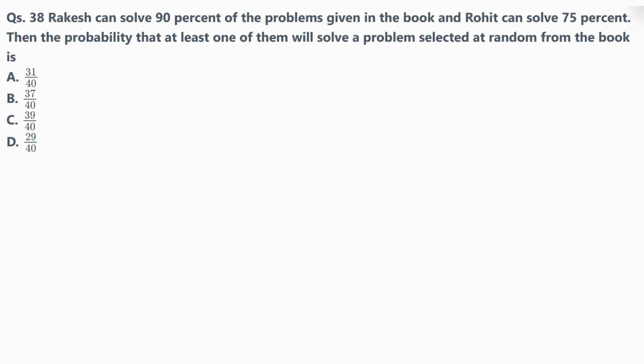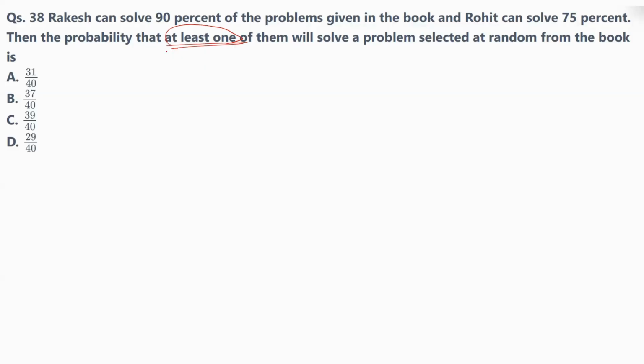Rakesh can solve 90% of the problems given in the book, and Rohit can solve 75% of the problems given in the book. Then the probability that at least one of them will solve, remember this, at least one, will solve a problem selected at random from the book.